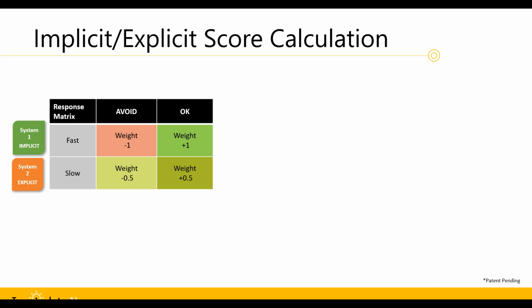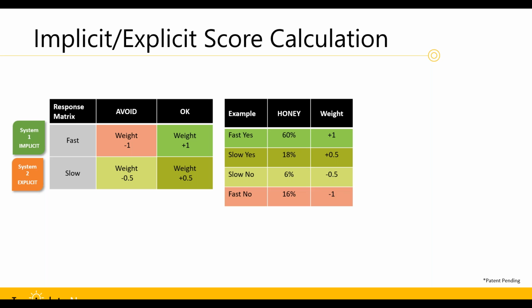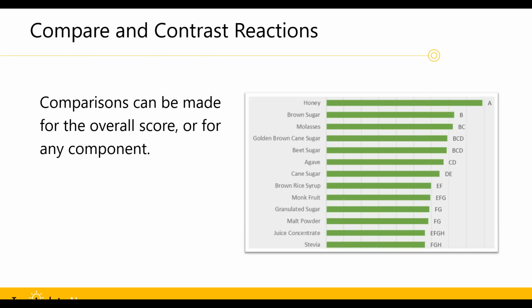In this case, what we're using with our clean label scoring is we're giving fast avoid responses, fast negative responses, a -1 rating, and fast okay responses a +1 rating, and then a half rating for each of the slow responses. So if we look at an example, we can say, hey, 60% of the people said honey was a fast yes response, and 18% was a slow yes response. We can multiply by those weights, apply the formula, and get a score of 75 for honey.